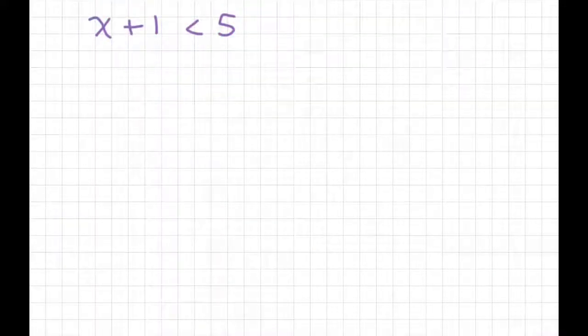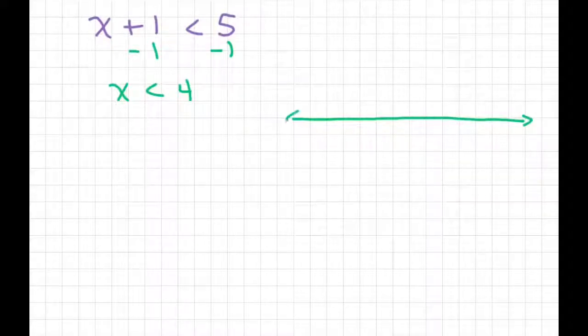Alright, so let's do the first one. This one's pretty easy. We're just going to subtract 1 from both sides, so we'll get x is less than 4. And all that means is if you graph it on a number line, and this is 0, and this is 4, it can't equal 4, so we do an open interval there, and it's all values less than 4. So 0 is less than 4, negative 3.999 is less than 4, 3.999 is less than 4.